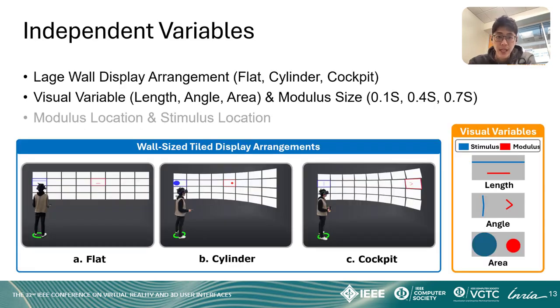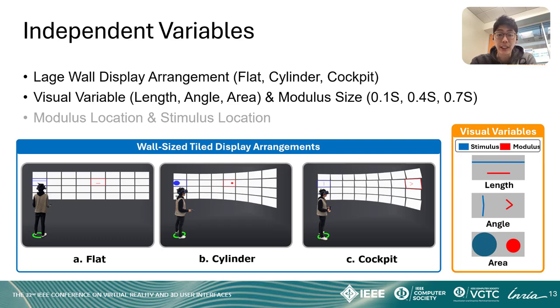Independent variables. First, for the large world display arrangement factors, 3 arrangements are considered, including flat, curved, and cockpit arrangements. They are selected because of their extensive utilization in previous research. Next, for the visual variables, lengths, area, and angle are selected based on earlier visualization perception research. When a new task is started, they have their own initial sizes called S.